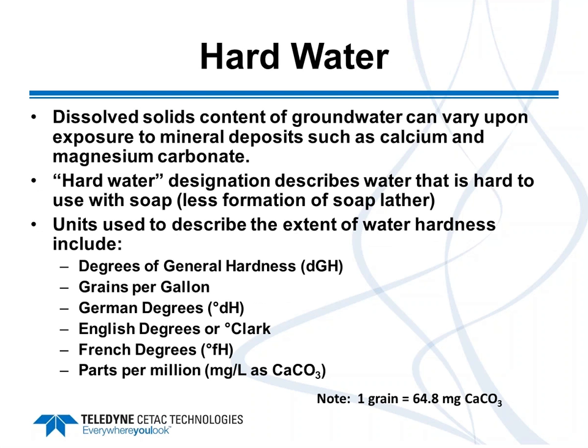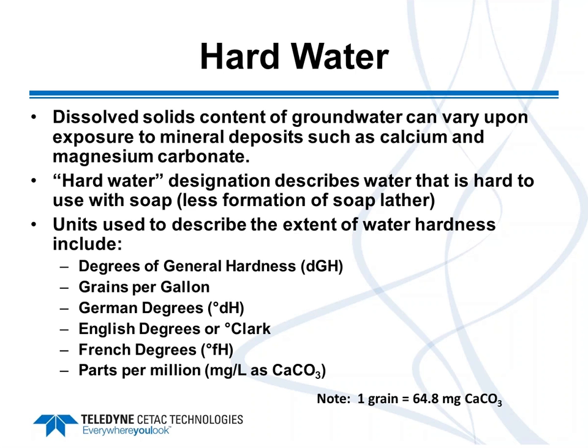Hard water can occur from the dissolved solids content from groundwater upon exposure of mineral deposits to things such as calcium and magnesium carbonates. The designation hard water describes water that is hard to use with soap. So when you combine the soap with the water, you get less formation of soap lather.